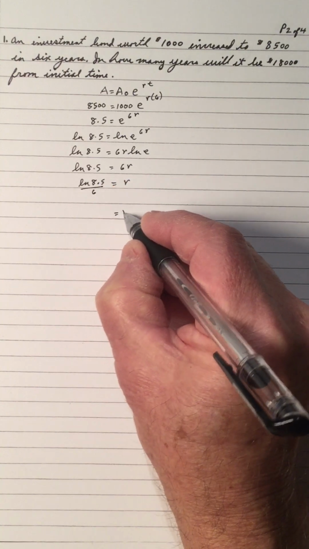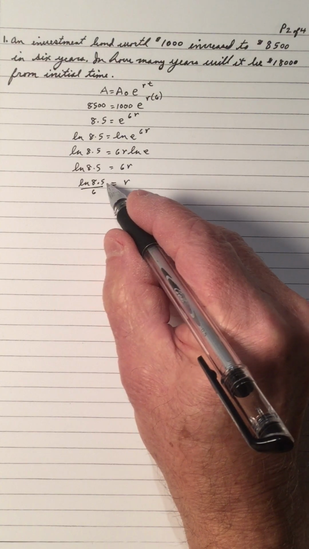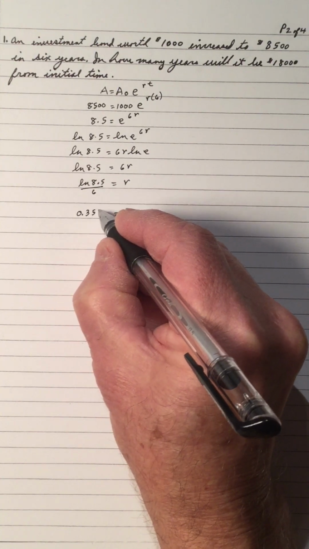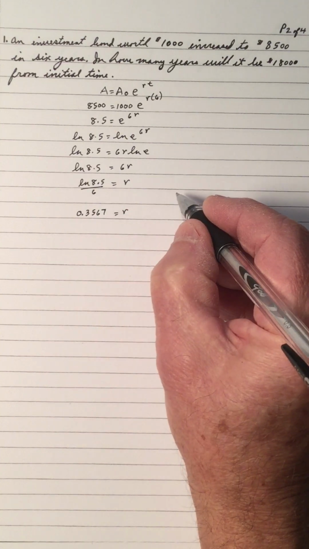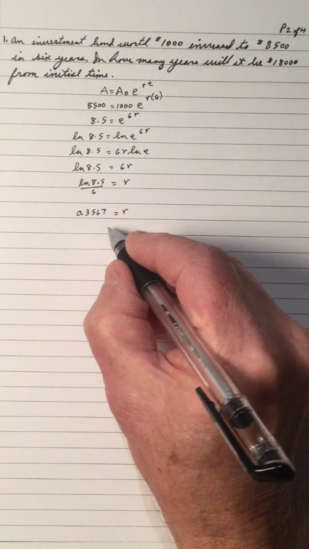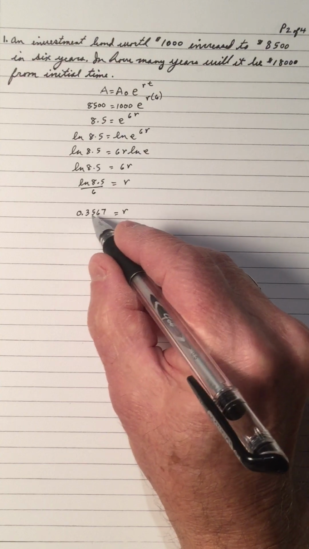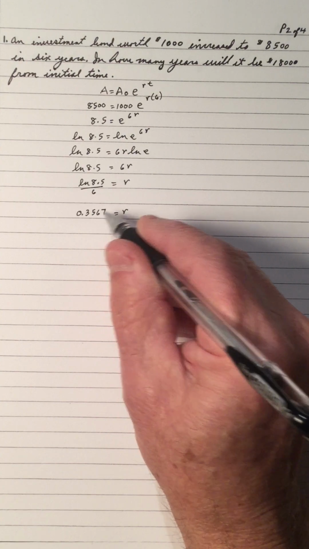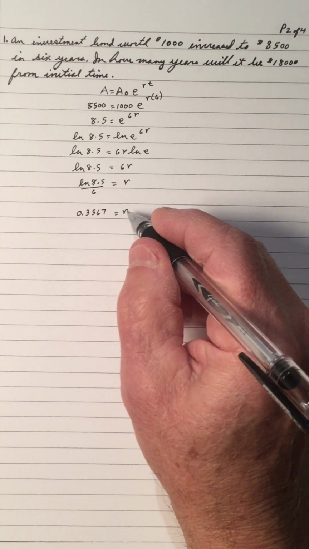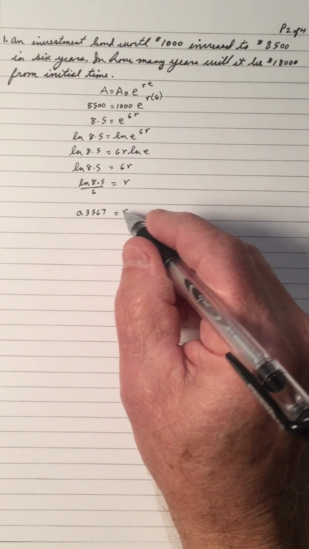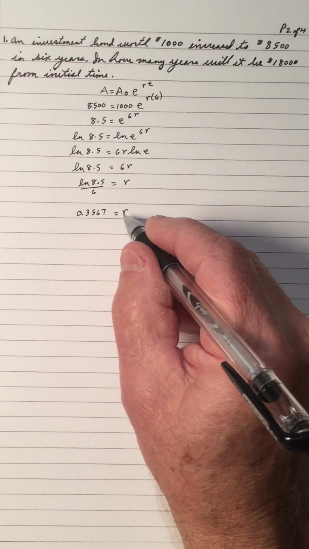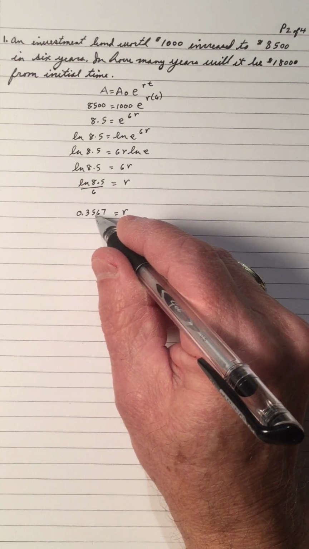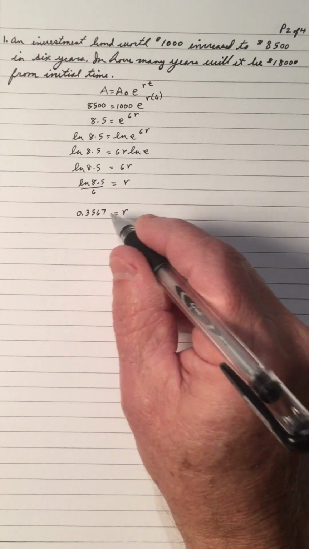So you take your calculator, do the ln of 8.5 divided by 6, and you get 0.3567. Now, that could also be changed to a percent, which is 35.65%. That's a good investment bond to have because the rates today are not the same. So we could either go 35.7% or we leave it like that.